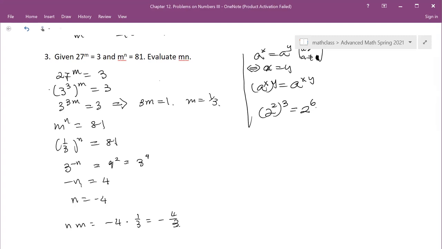Got it? Another property we used here is that if you have 1 over a to the x, that's equal to a to the negative x. So those are the formulas we needed to know before we solve the problem. It's called exponents. It's part of pre-algebra.